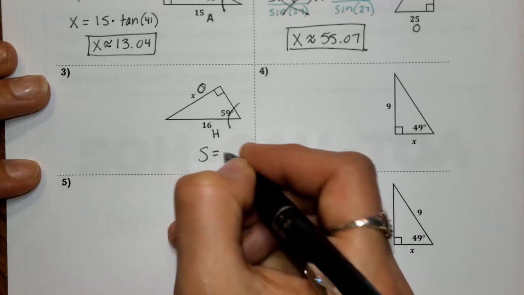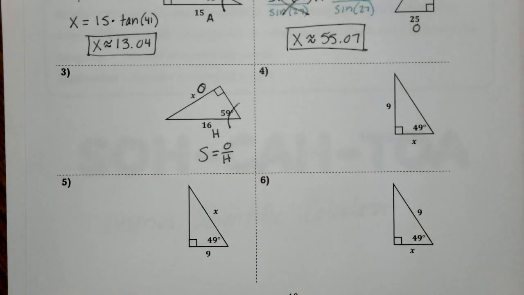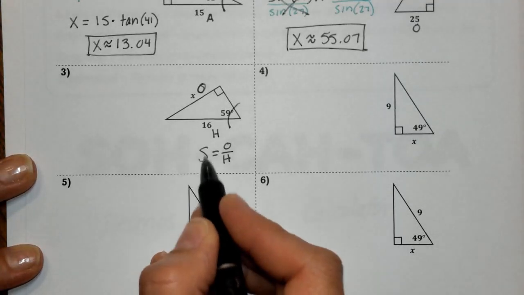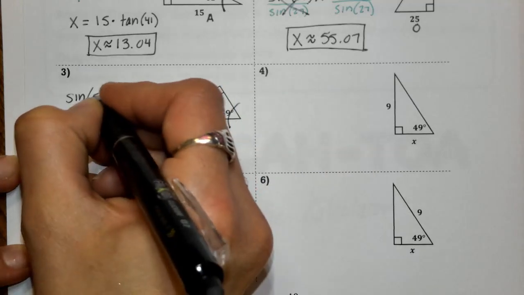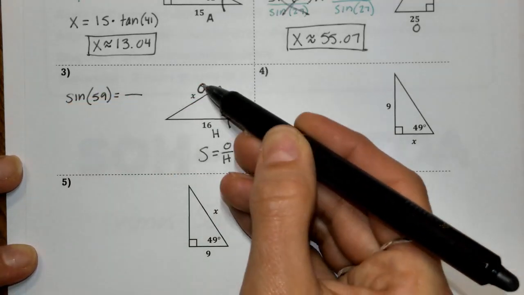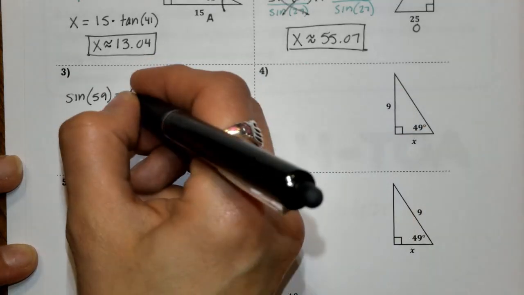And O and H, opposite and hypotenuse, is going to be the sine function. So here we'll go ahead and set it up like we did. We're going to start off with sine of the angle. So we have sine of 59 equals, now let's set up a ratio, opposite x over hypotenuse, 16.